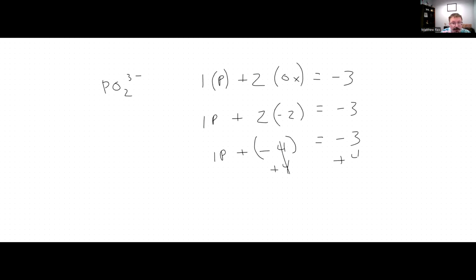You can see here the phosphorus should be a +1. Answer C.